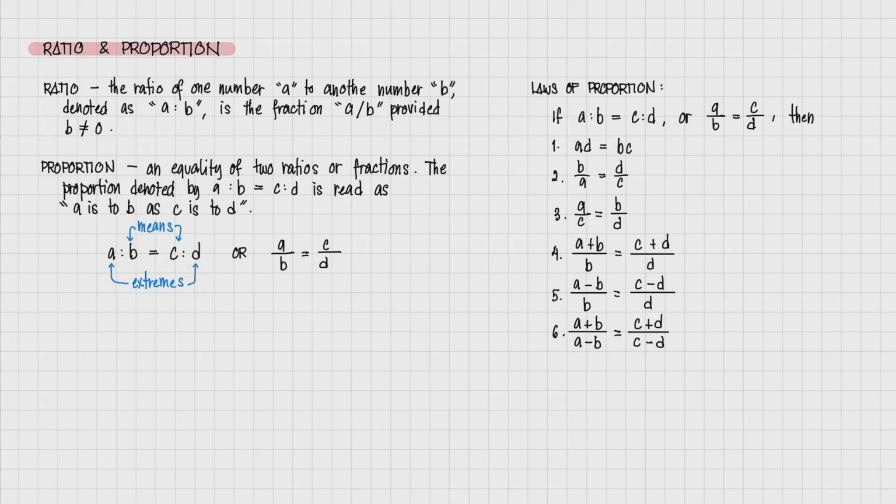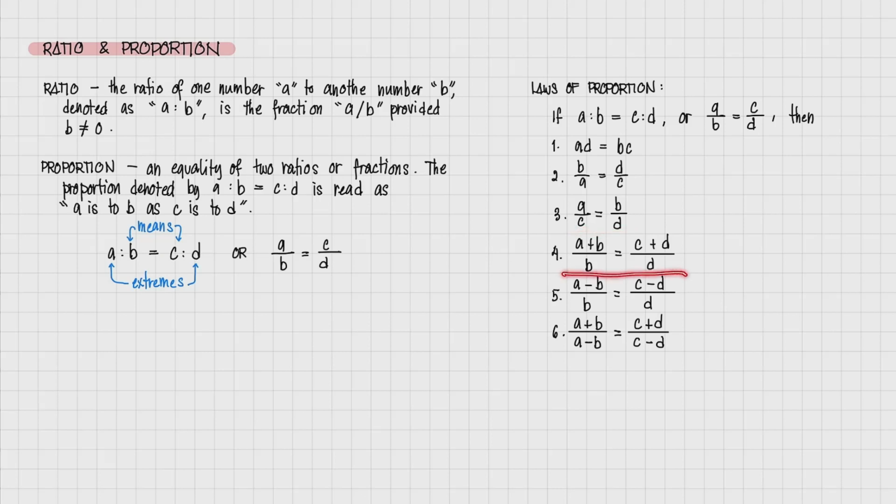Now for the laws of proportion, so ito yung ating laws of proportion. If A is to B as C is to D, ito yung ating laws of proportions. So you have 6. So yung first law natin, A times D is equals to B times C. Second one is B over A is equals to D over C. The third one is A over C is equals to B over D.